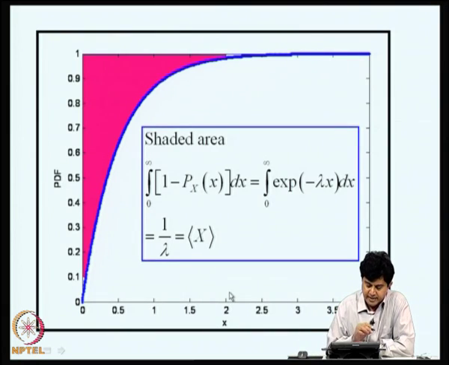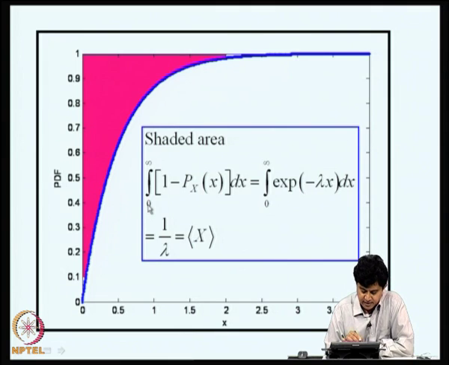Now, how about this shaded area? This shaded area is nothing but the integral from 0 to infinity of 1 minus Px of x dx, which is the integral of exponential minus lambda x dx, which is 1 by lambda, which is actually the mean. So, it can quickly be verified.